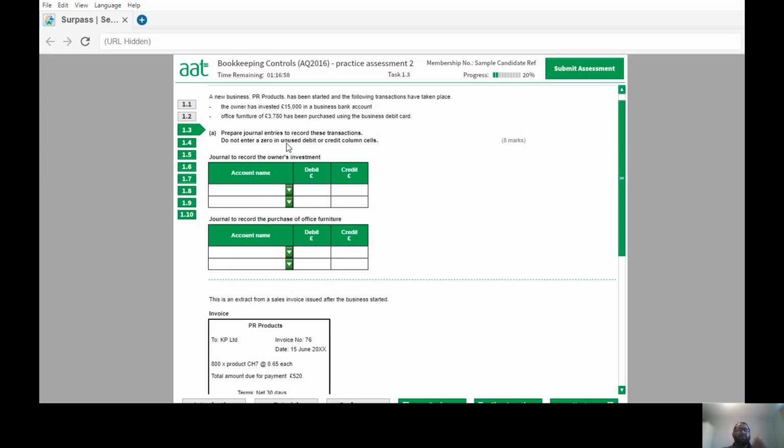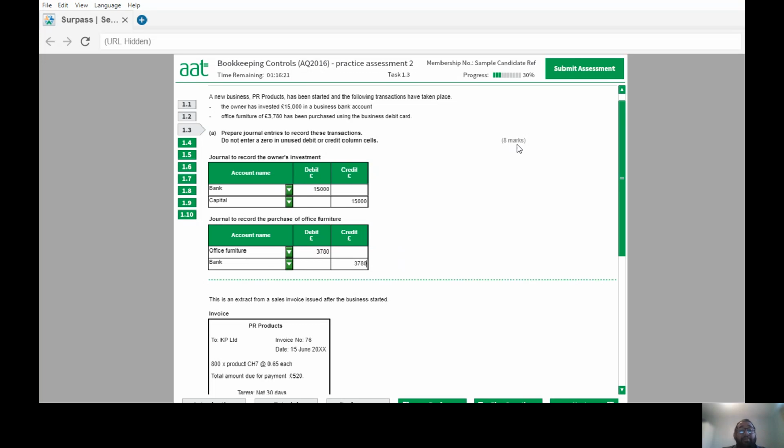The first one is when the owner invests £15,000 into the bank account. We will receive money into the bank account, so that 15,000 goes here, and the capital account will be £15,000 credit, because that is a liability for the business. Then the next one, the journal for recording the purchase of the office furniture. In this scenario, we are creating a new asset called office furniture. That office furniture, £3,780, on debit, and where is the money going out from? It's going out of your bank because it's from your business debit card, for 3,780. That should be straightforward.